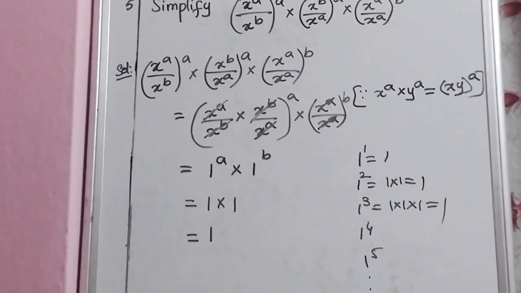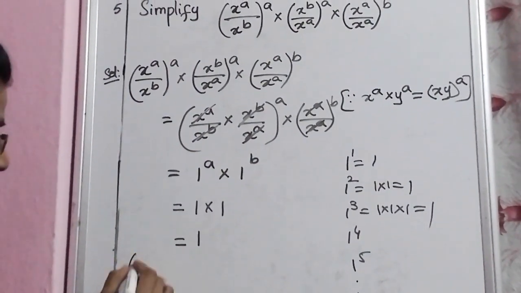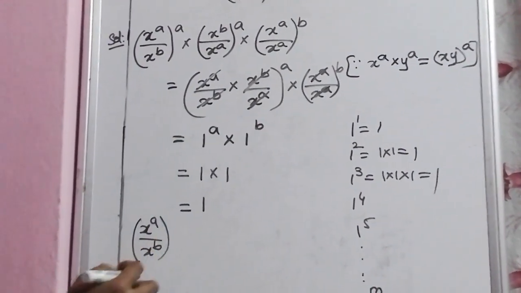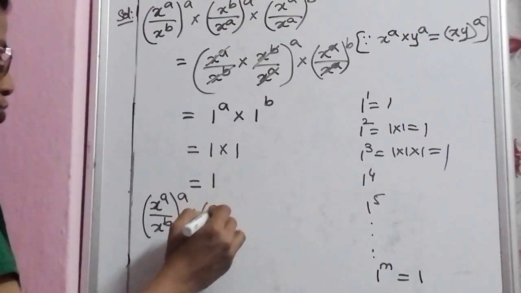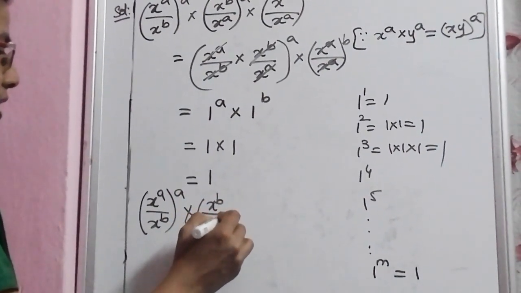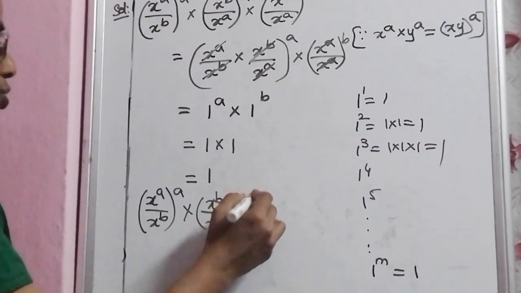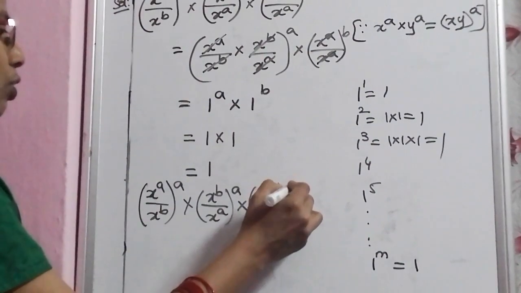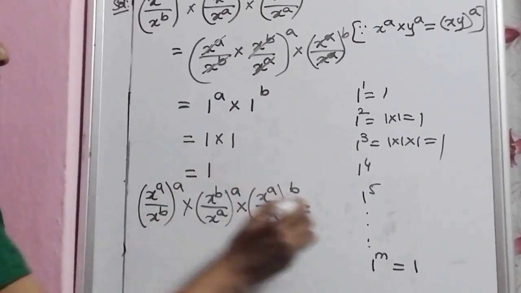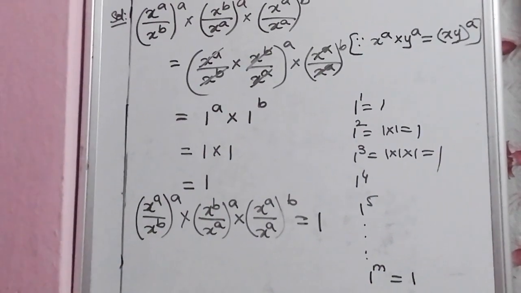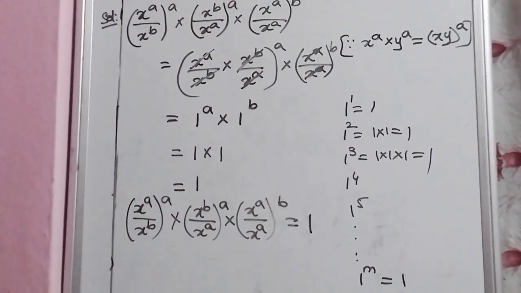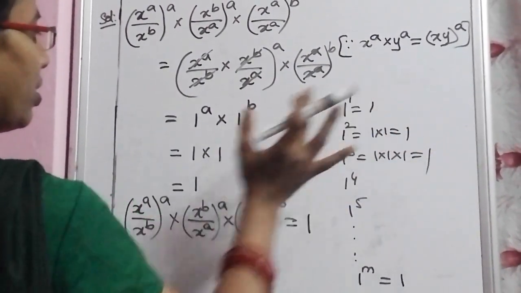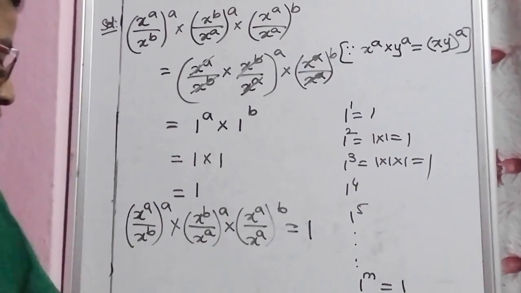Understood this? So now let us copy. We have simplified this (x to the power a by x to the power b) whole power a into (x to the power b by x to the power a) whole power a into (x to the power a by x to the power a) whole power b. What is the final answer you got? This is equal to 1. Understood this? Okay. This is only for your explanation. No need of writing this in your class workbook. Okay. Copy this in your class works, children.